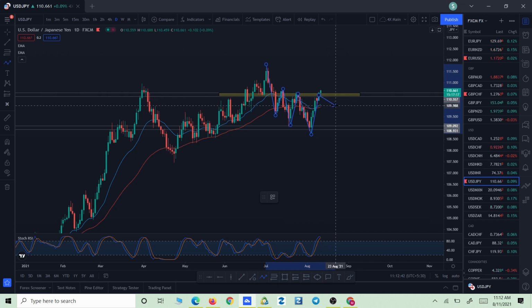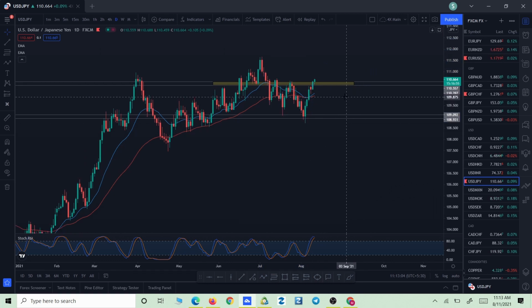So this is going to be the zone where we can look for short opportunities in the market, on the 1 hour, 4 hour, or daily, depending upon any kind of rejections or movement to the downside. Otherwise, if it breaks and closes above, we are going to shift our bias to the bullish side and look for bullish trades in this zone after a pullback. So that's about the USD JPY.